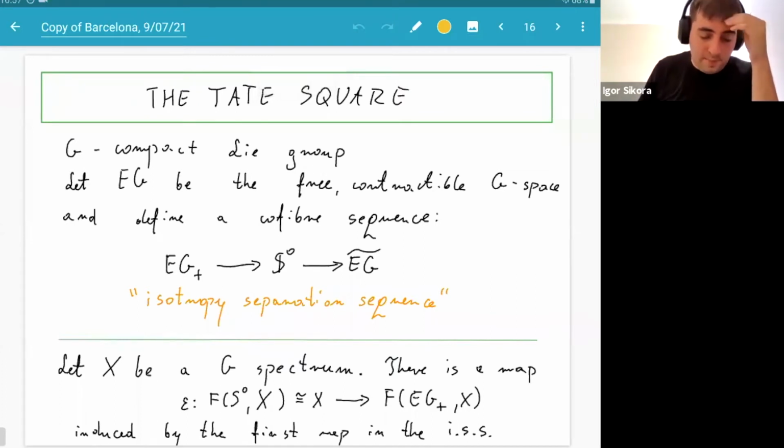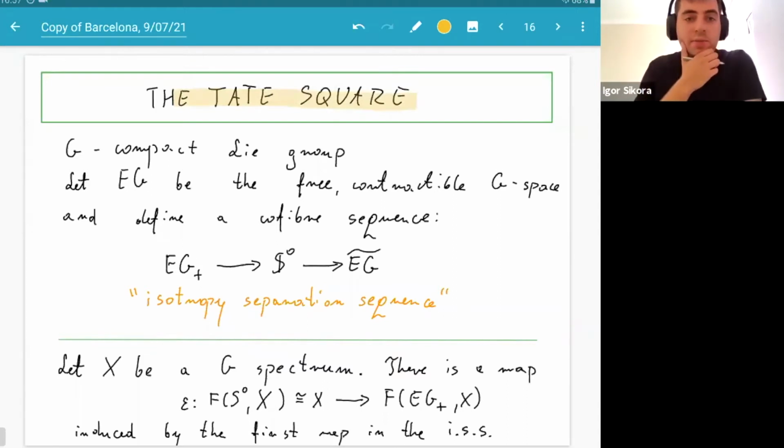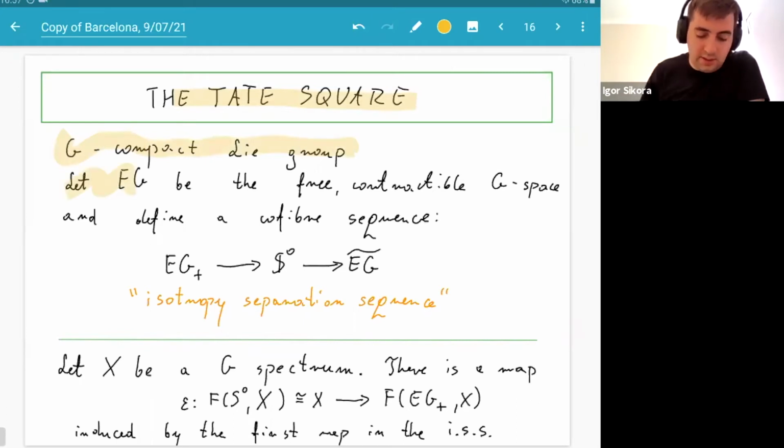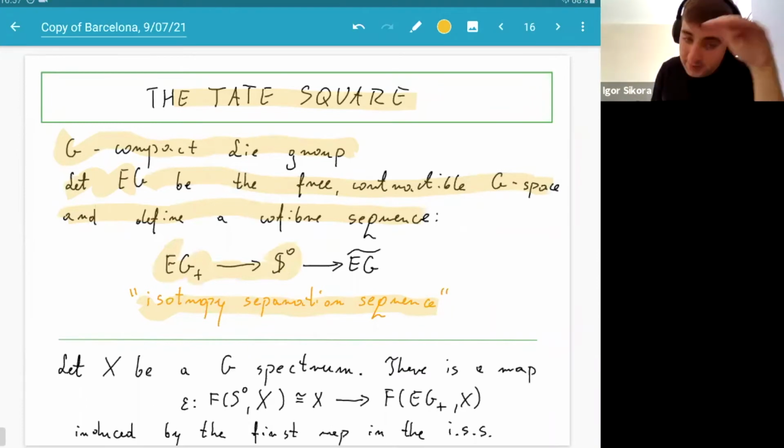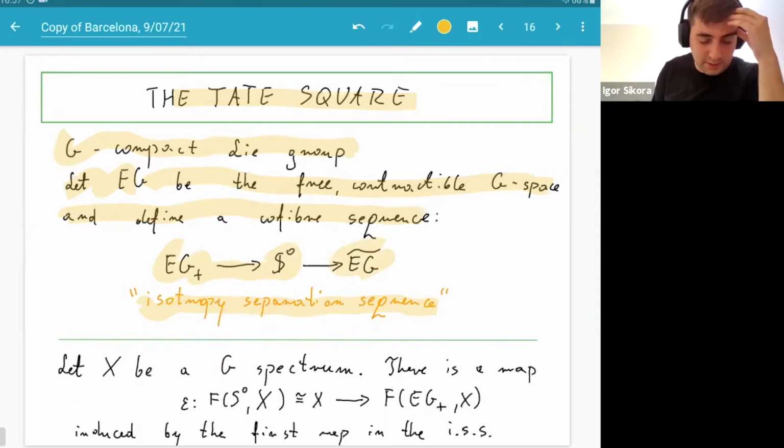Okay, so now let's say a couple of words about the Tate square. For now, let G be a compact Lie group, and let EG be the free contractible G space. We define a cofiber sequence known as the isotropy separation sequence as follows. We just send EG plus to S naught by sending base point to base point and the rest of EG plus to the other point of S0. The homotopy cofiber of this will be denoted by EG twiddle.